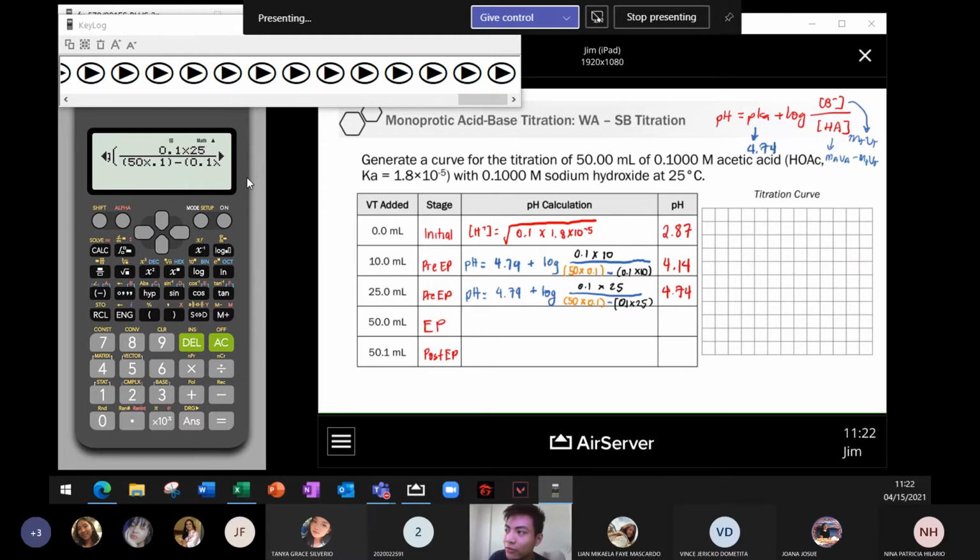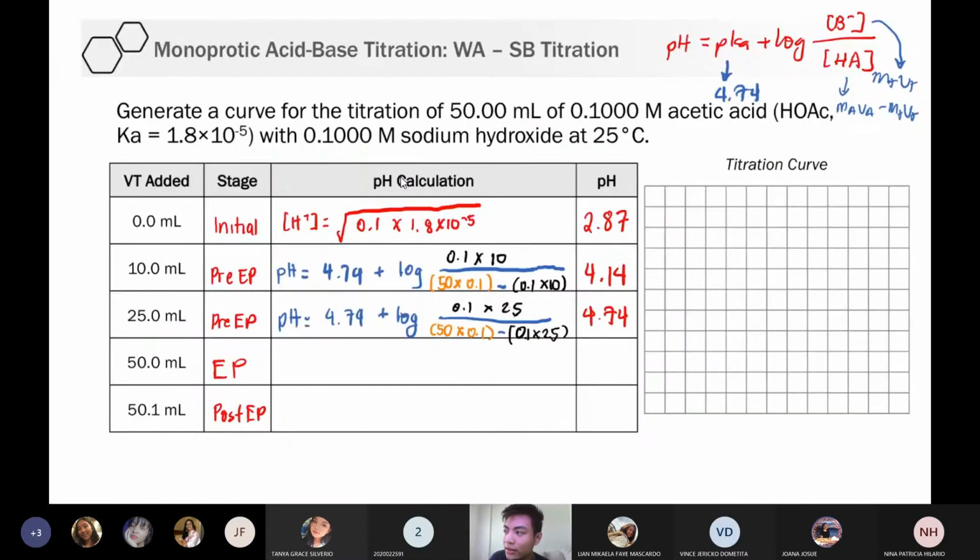Do you notice something weird sa ating sagot? May napansin kayong weird? Dapat meron. Okay, dapat meron kayong mapansin na weird. Ano yun? At 25 ml, the pH is equal to the pKa. So it appears that yung log equal siya sa 0. Is that true? Yes. No.